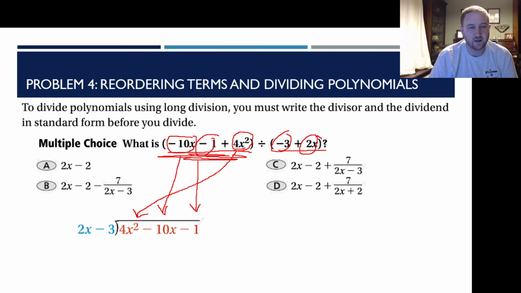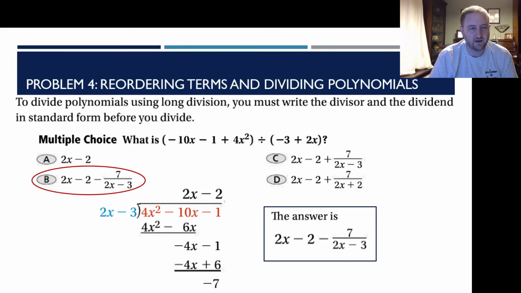Okay. Going through this, then we're going to divide. Now that we have them in standard form, we can just divide them. So 2x goes into 4x squared. 2 goes into 4 2 times. x goes into x squared x times. Multiply these out. 2x times 2x is 4x squared. And then 2x times negative 3 is negative 6x. Subtract them. These two cancel out. Negative 10x minus negative 6x is negative 4x.